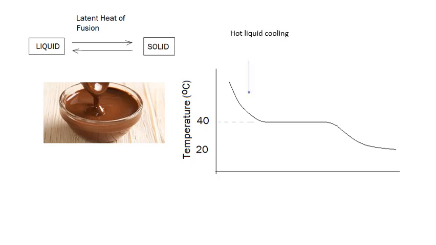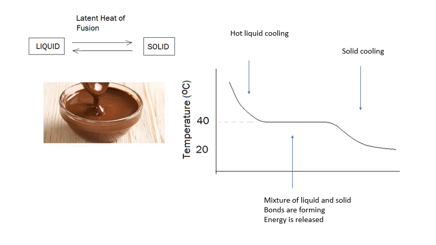Okay, the first part of the graph is a hot liquid cooling down, so that's mc delta theta. The middle part of the graph is where the liquid changes into a solid. At this point, we'll have a mixture of liquid and solid. Bonds are forming, energy is being released. And then when it's all changed into a solid, we have a solid cooling down.